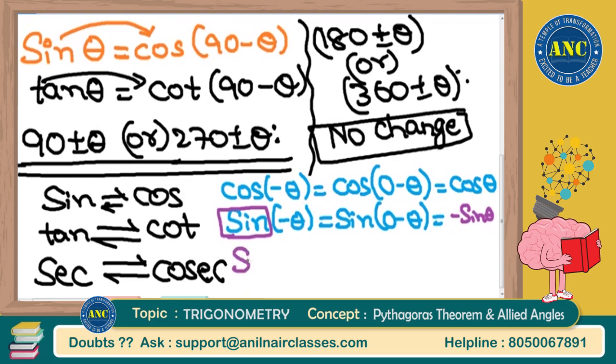Similarly, secant of minus theta is secant of 0 minus theta. 0 minus theta is in the fourth quadrant. In the fourth quadrant, cos and secant both are positive. That means secant of minus theta is plus secant theta. Except cos and secant, which are positive in the fourth quadrant, the rest will all become negative.